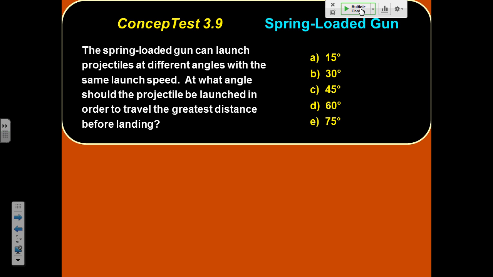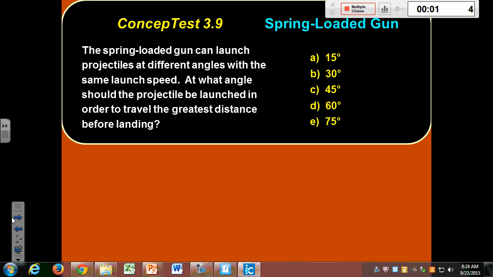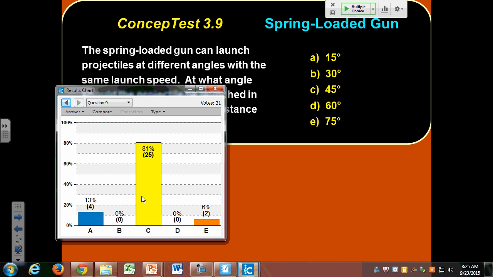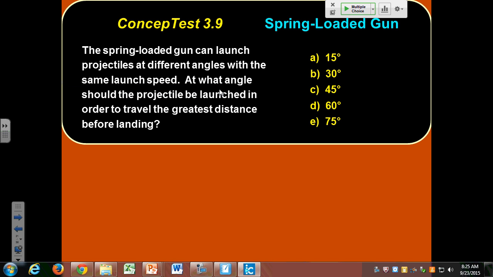Spring-loaded gun. Which angle will give the greatest distance, the greatest range? Okay, very good. It is 45 degrees. We talked about that early on. That gives you maximum range.